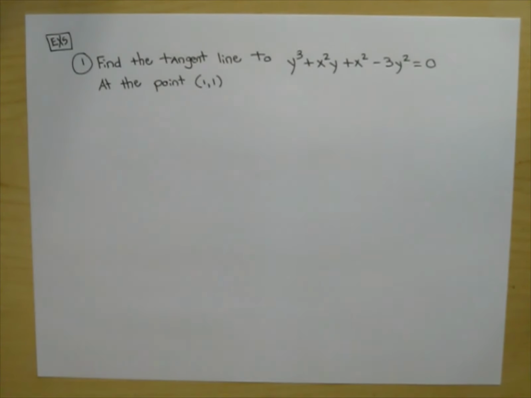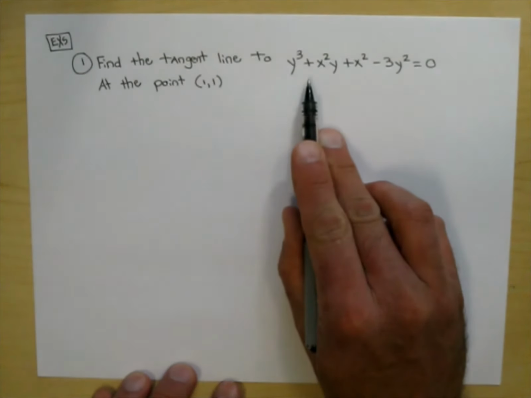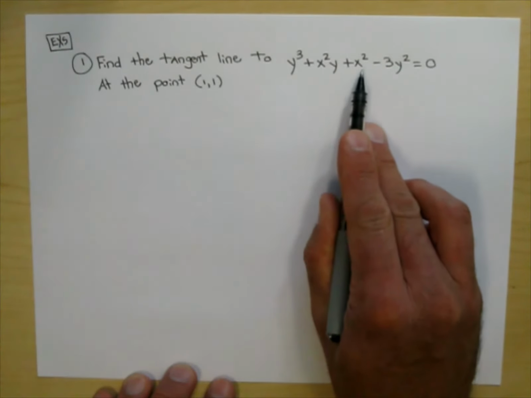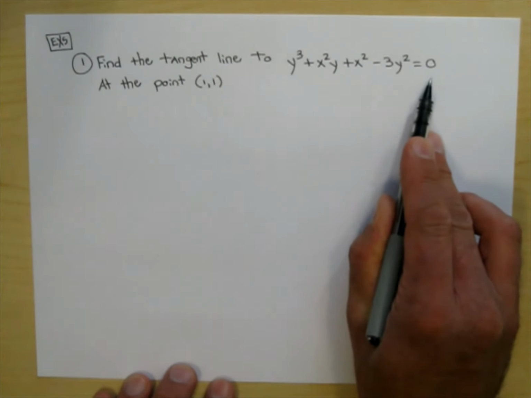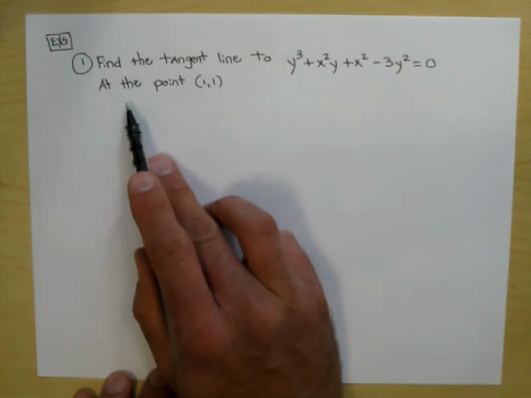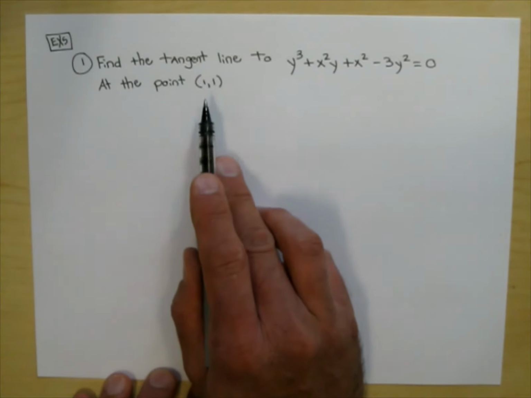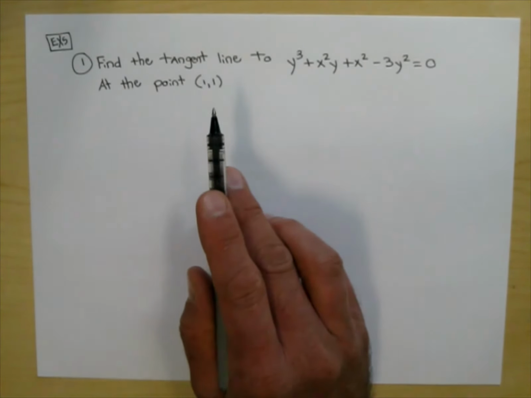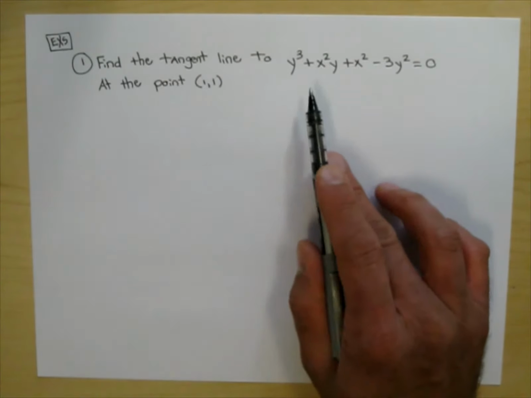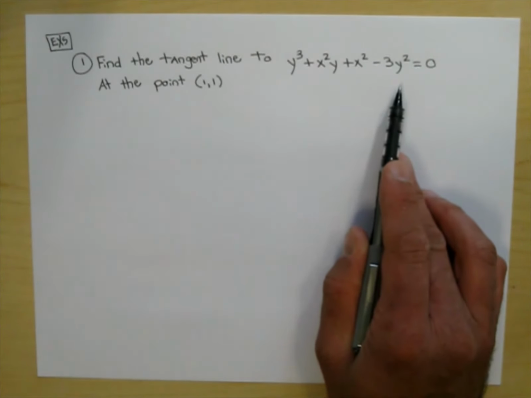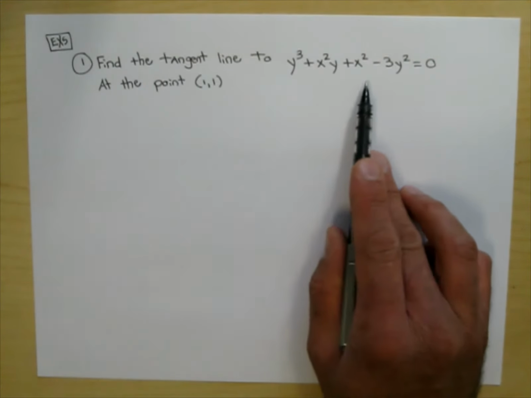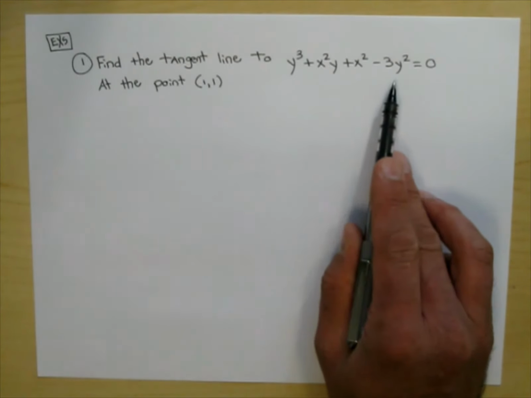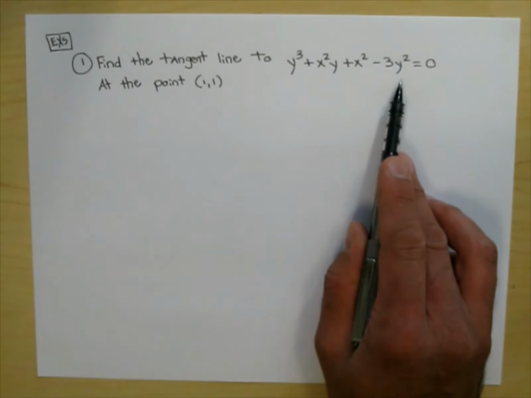Find the tangent line to y cubed plus x squared y plus x squared minus 3y squared equals 0, at the point 1, 1. Now, what I'm going to do this time is I'm actually going to show you the graph of this. You can graph this on a computer algebra system. You might think to yourself, well, can I solve for y? No, you can't solve for y.